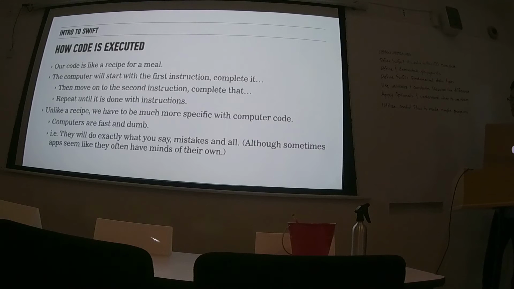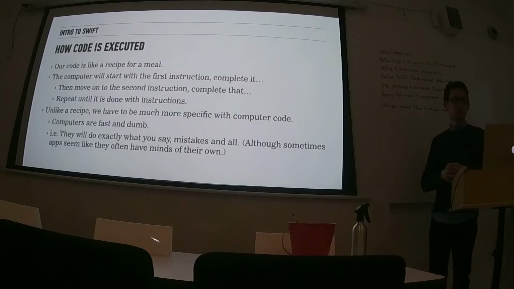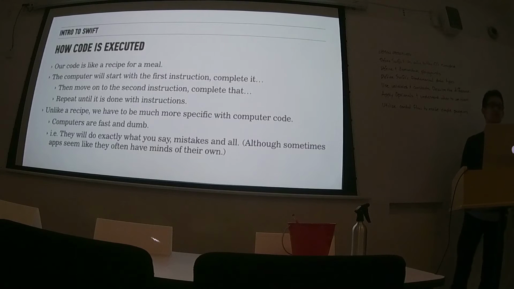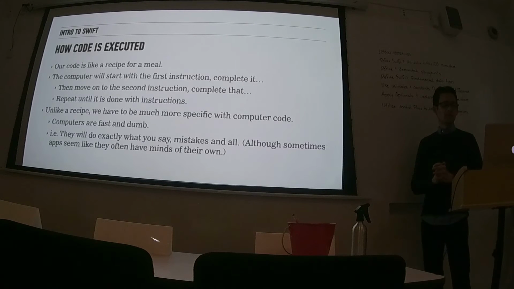Unlike a recipe, an algorithm has to be much more specific than a typical recipe for something like chocolate souffle. Computers are really fast and they're super dumb. They just do exactly what you tell them to do, even if that thing you tell it to do is a mistake, like erase your whole hard drive, stuff like that.